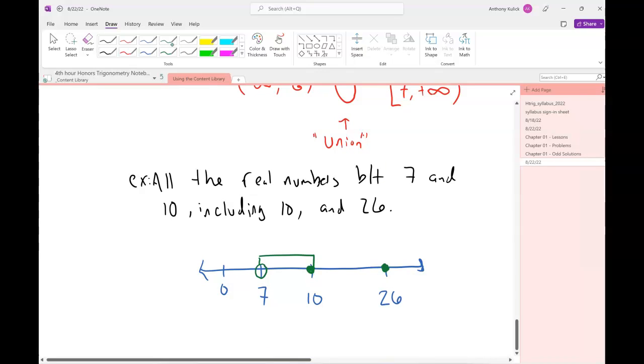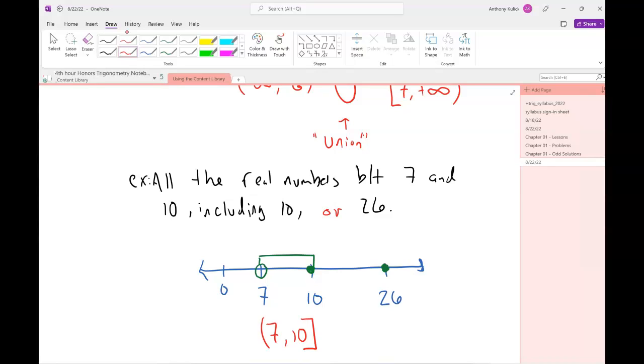Is everybody okay with the picture I drew? Does that make sense so far? Okay. So 7 to 10. 7 gets a parenthesis because it's not included, and 10 gets a bracket because it is. Oops, I should have used the word or here rather than and. I'm going to edit that. My apologies. Want to be technically correct.